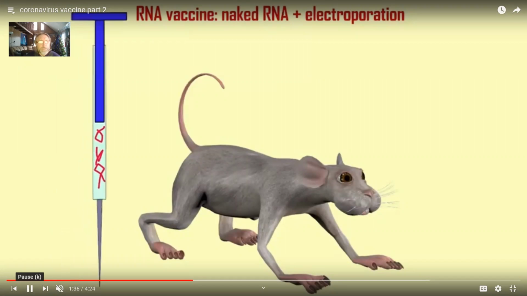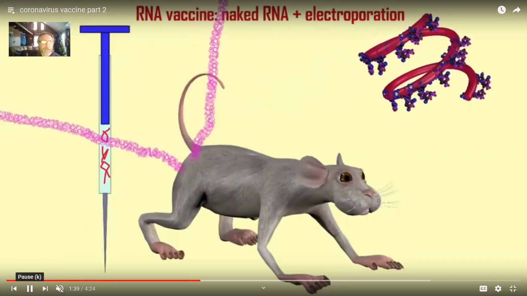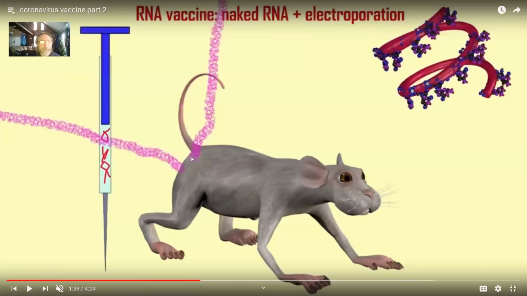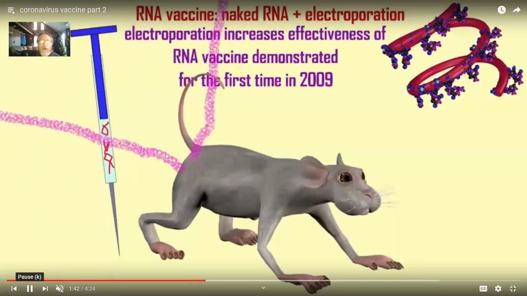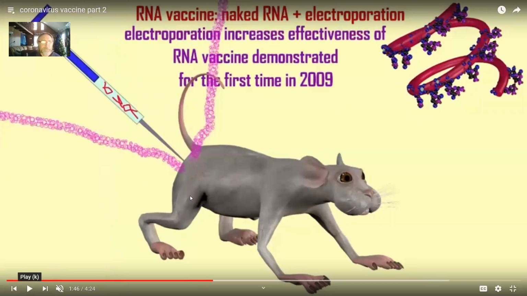There are other things that one can do. So it was shown that even though naked RNA works, could it work better? And it turns out it can. If you just apply electric current to the area, that will cause cells to take up this RNA at a higher rate. This was demonstrated for the first time in 2009.